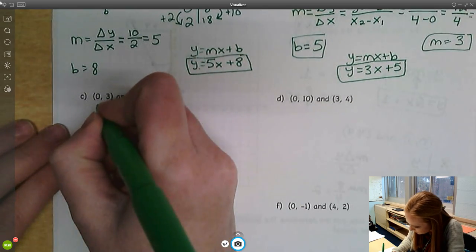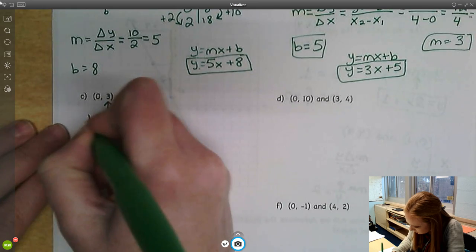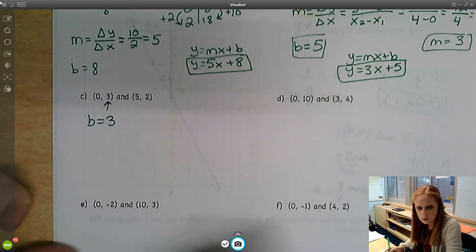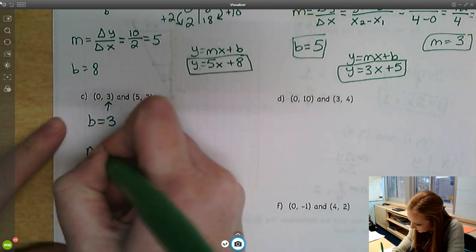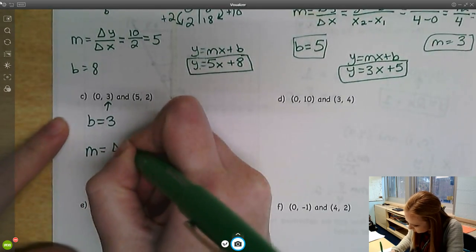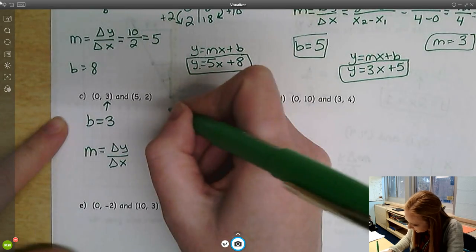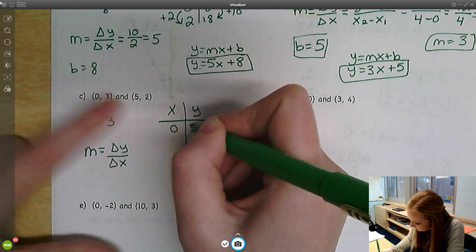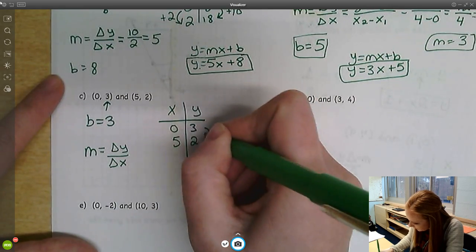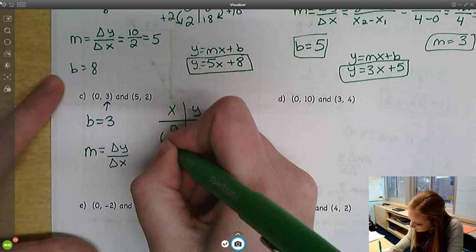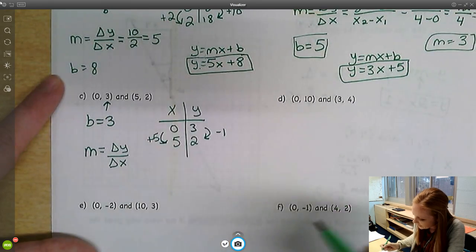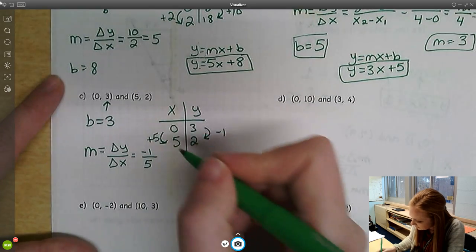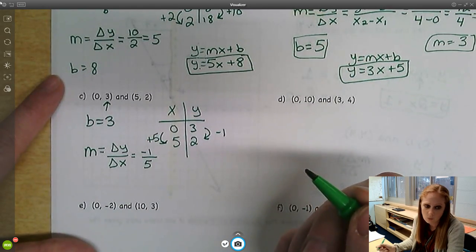Find the y-intercept. Well, the y-intercept is whenever x is 0, that other value is the y-intercept. So the b is 3. Now let's find the m. Change in y over change in x. Let's make a table. 0, 3, and 5, 2. To get from 3 to 2, I'm minusing 1. To get from 0 to 5, I have to add 5. My change in y is negative 1. My change in x is 5. My slope is negative 1 over 5.